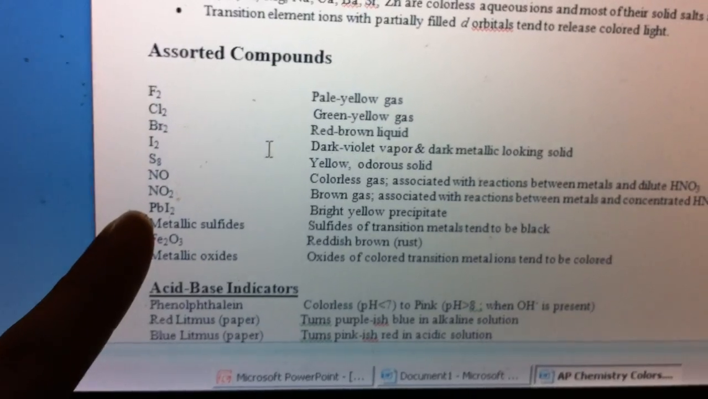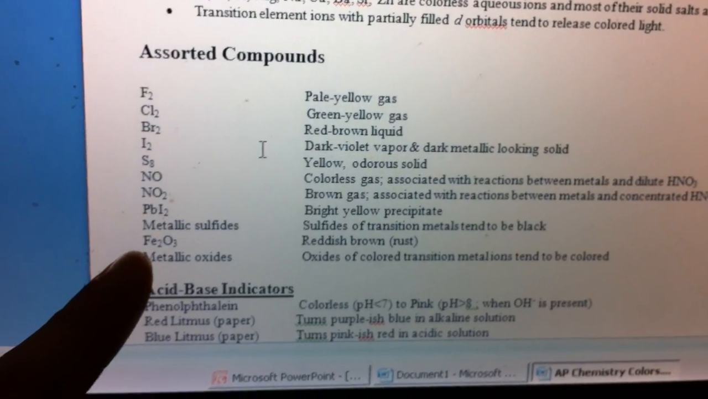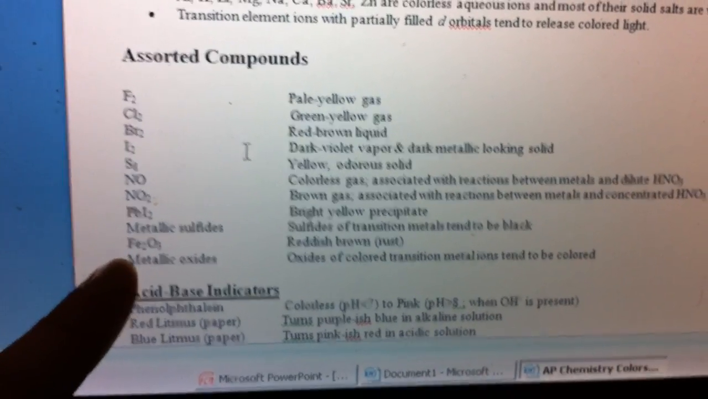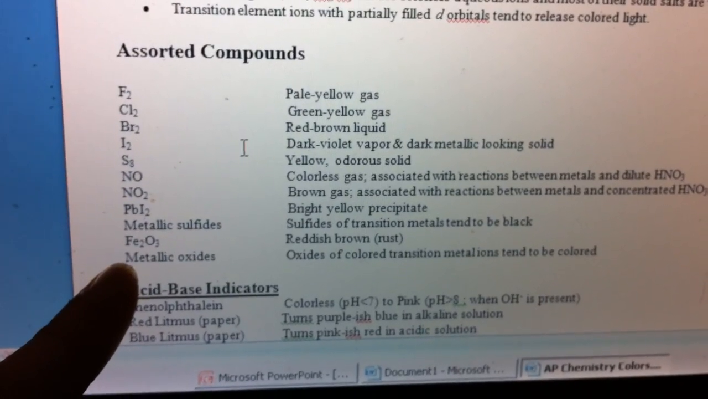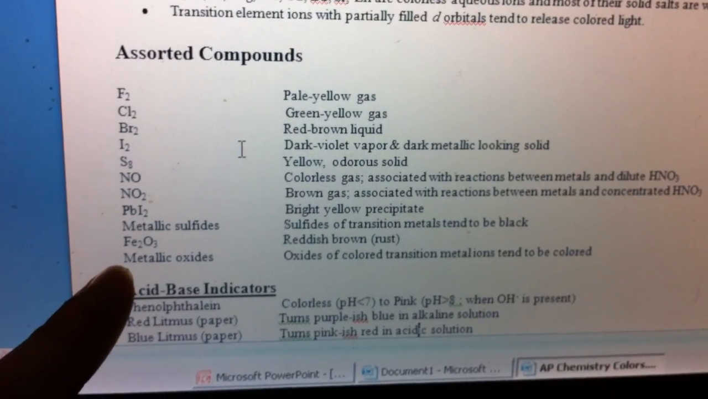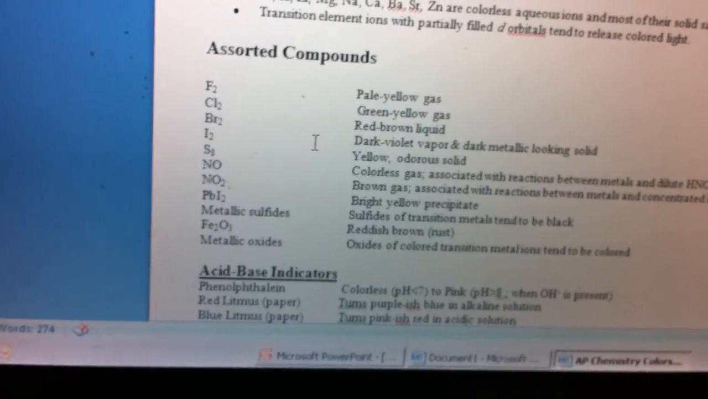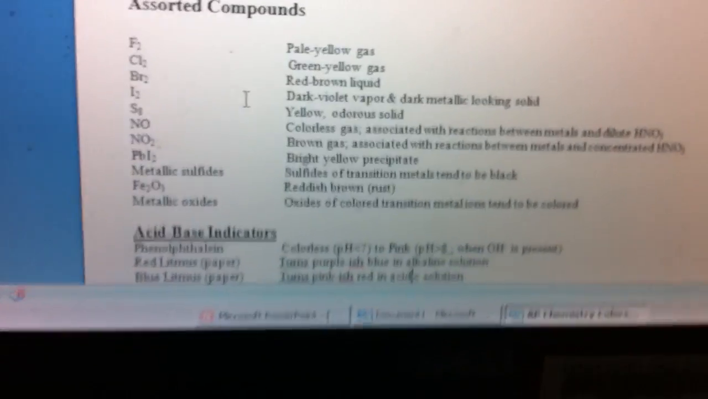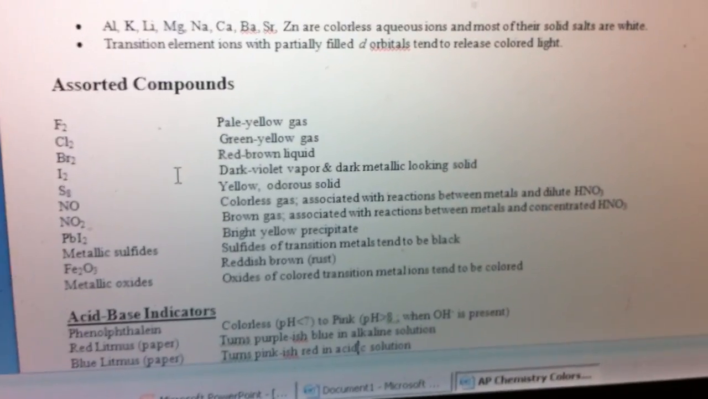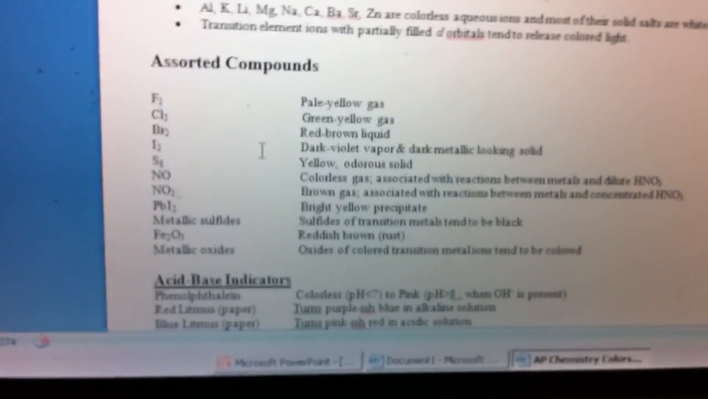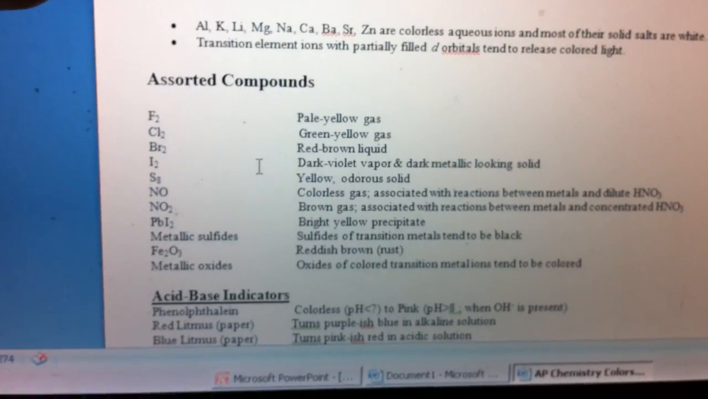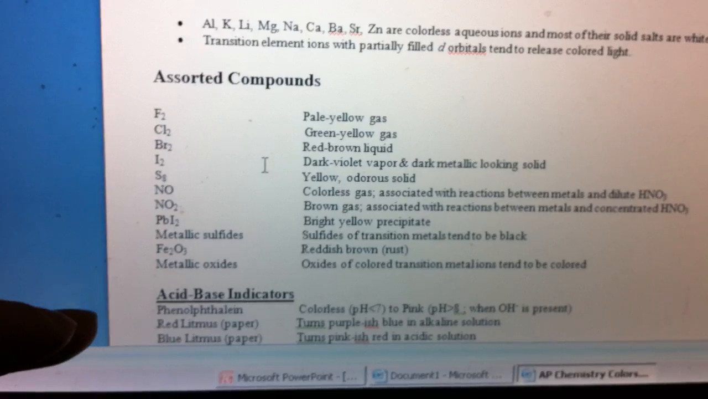You need to know that lead iodide one because that seems to come up. And you should know rust is brown, and that rust is iron 3 oxide. Then you also definitely need to know that phenolphthalein is clear in acidic solutions and pink in basic solutions. So phenolphthalein, the halogens, the lead iodide, and rust, you should definitely know.